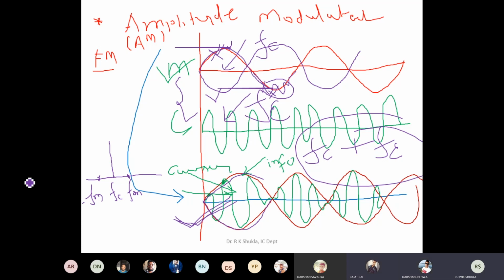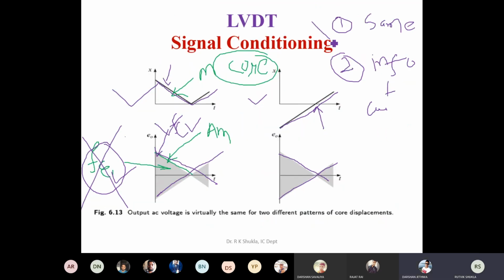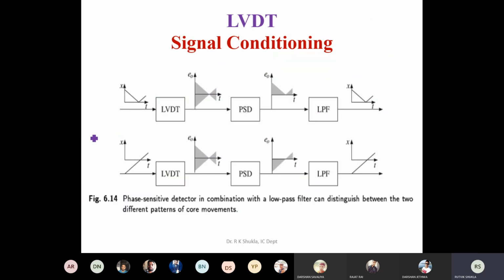So carrier is necessary for the purpose of transmission. So we have two problems. One is this and second is this. Now let's see how we can solve these two problems while using a signal conditioning circuit.